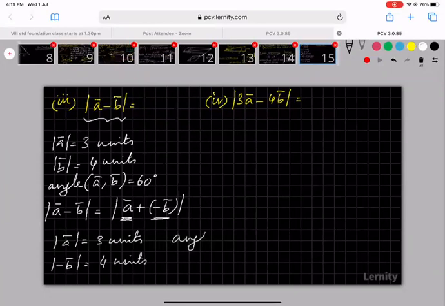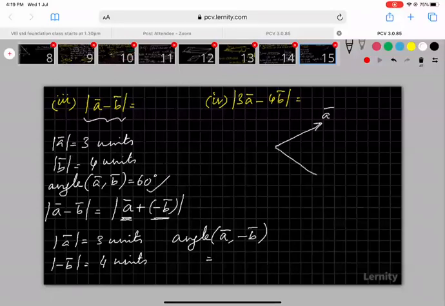Now what do you know about angle between those two? Angle between A bar and minus B bar, not angle between A bar and B bar. Now we are doing angle between A bar and minus B bar. How do I find that angle? You know that angle between A bar and B bar is 60 degree, which means if this is A bar and this is B bar, this is 60 degree because they are drawn co-initially. Angle between A bar and B bar is 60 degree. You know that. How do I find angle between A bar and minus B bar?